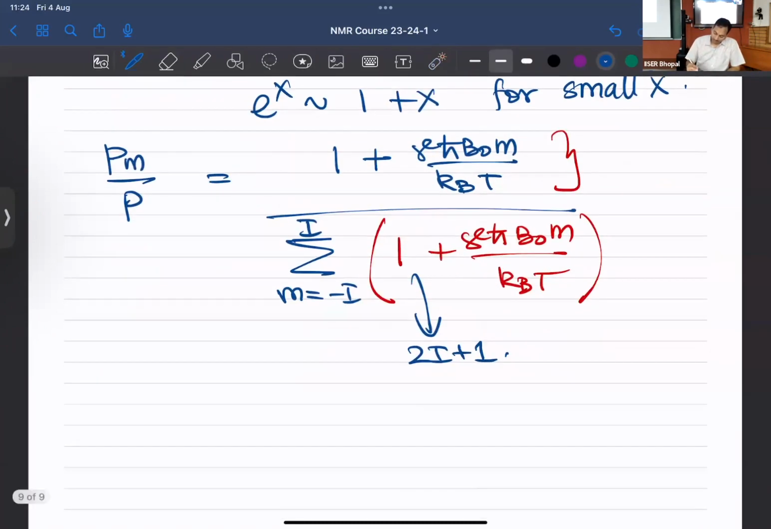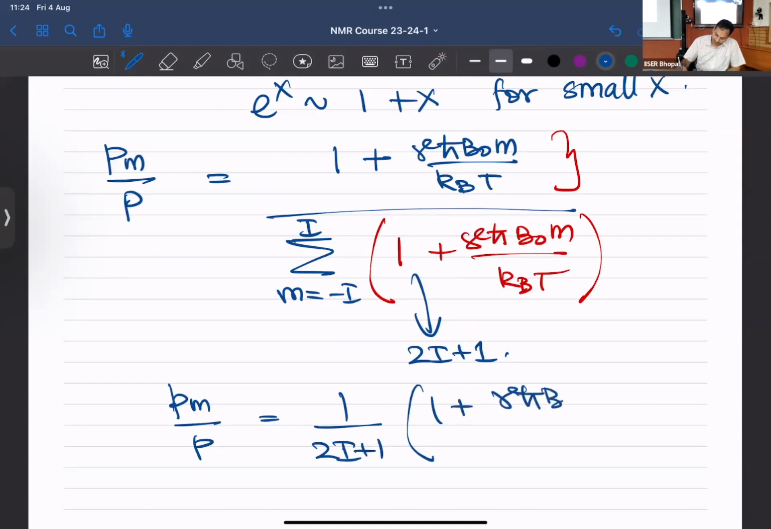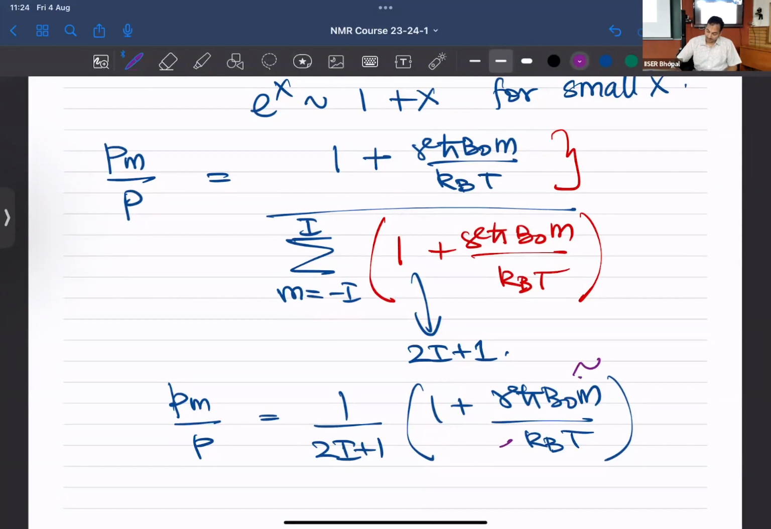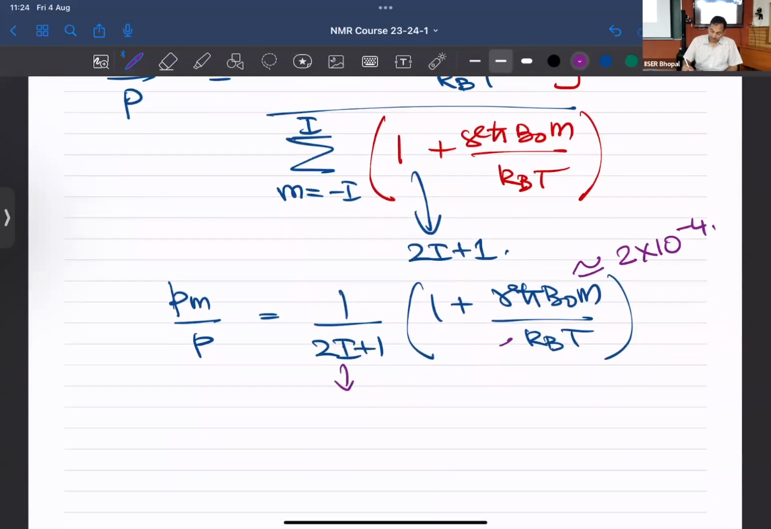Therefore, Pm over P is going to be given by 1 over 2I plus 1 times 1 plus gamma h cross B naught m by kbT. And we will say that this can be approximated as 2 into 10 to the power of minus 4, correct? So what is going to happen here? We are talking about spin of half, so this will end up going as 1 over 2.